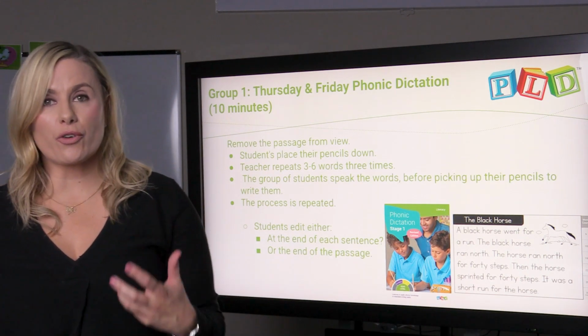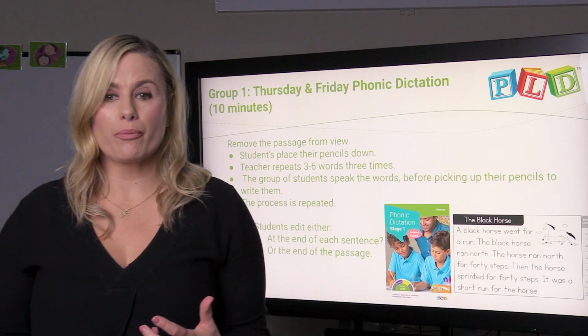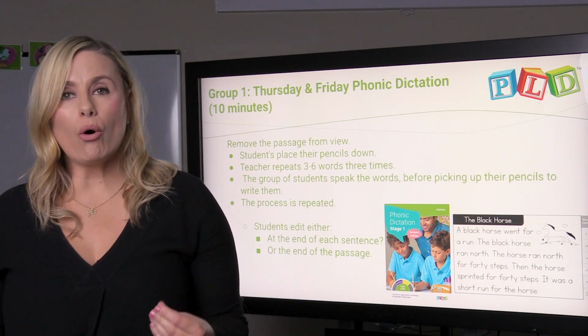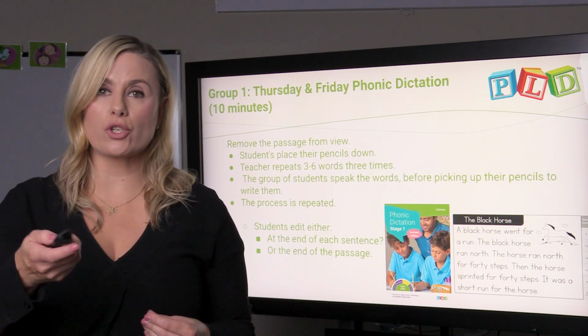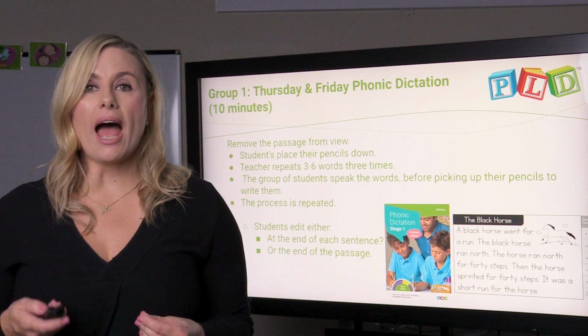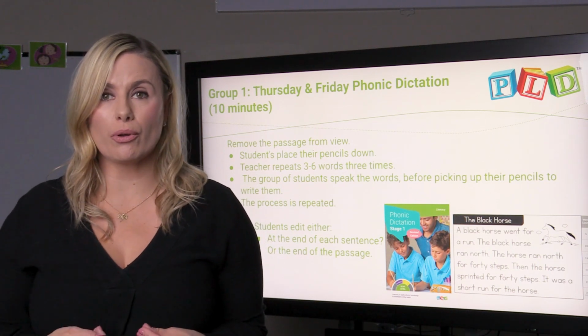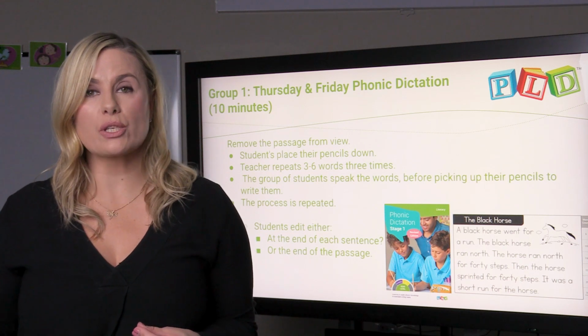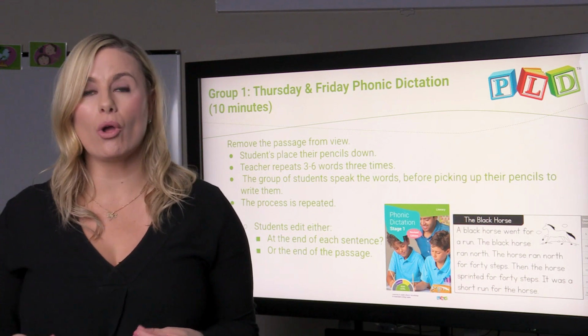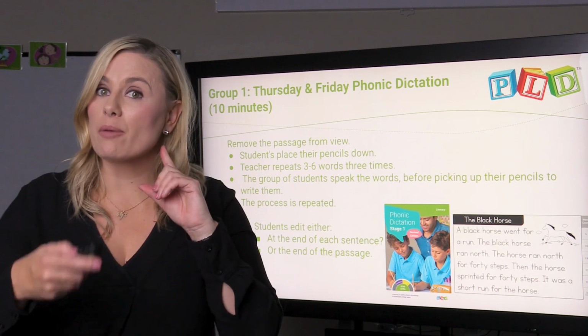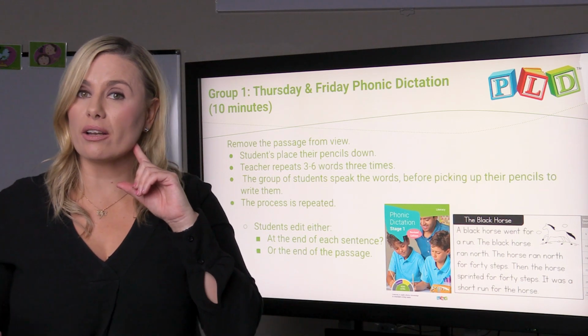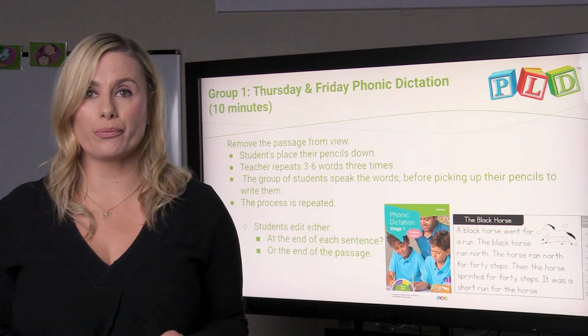The teacher repeats 3 to 6 words for the group. A black horse went for a run, full stop. A black horse went for a run, full stop. What are you going to write? A black horse went for a run. Go.